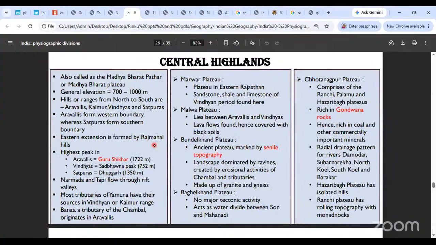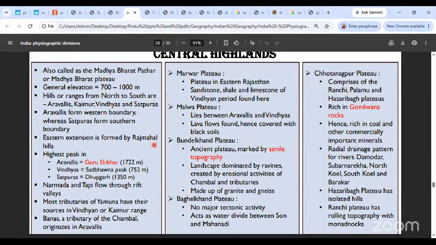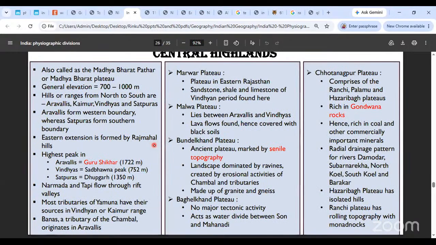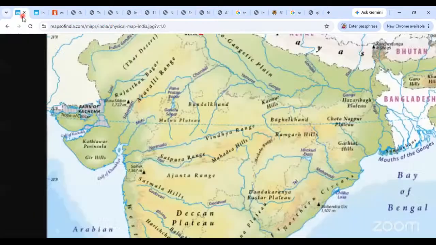The next section that we already discussed, right? We are going to the Deccan Plateau, then the Central Highlands, and lastly the Shillong and Meghalaya Plateau. Okay, that is what we are considering. So now here we are going to the Central Highlands. Okay, Central Highlands famously gets called as the Madhya Bharat Pathar or the Madhya Bharat Plateau. Okay, general elevation is anywhere between 700 to 1000 meters, and famous hills over here are going to be the Aravallis, Kaimur, Vindhyas, Satpuras. Let's look at them over here.